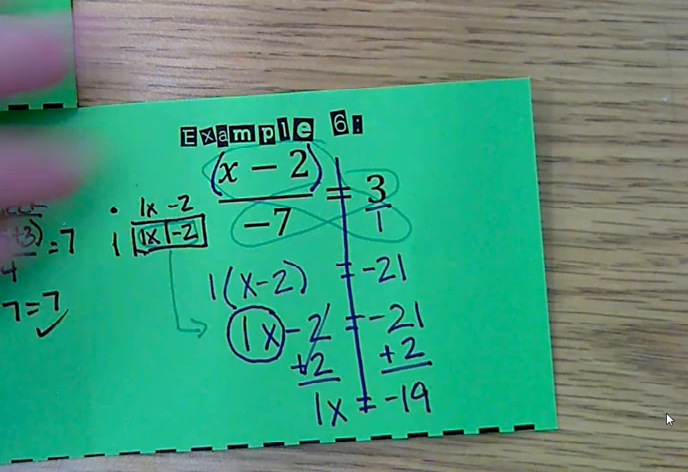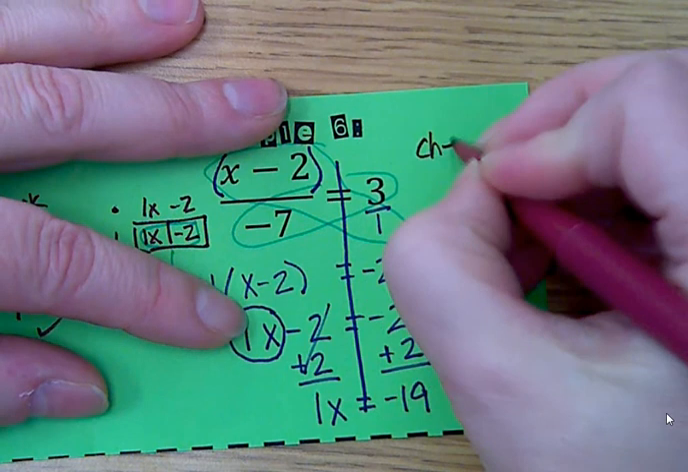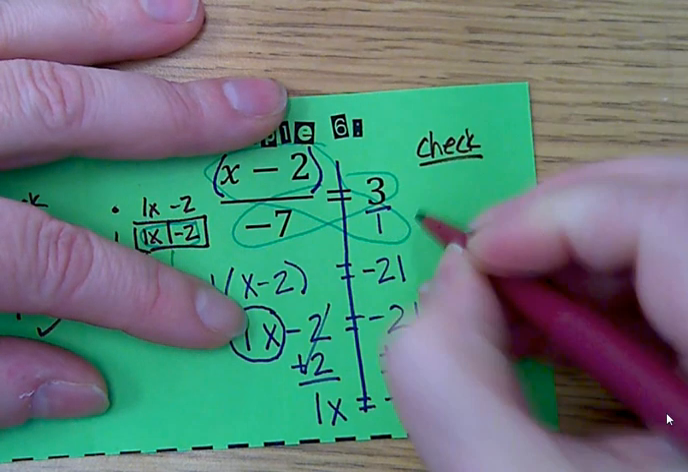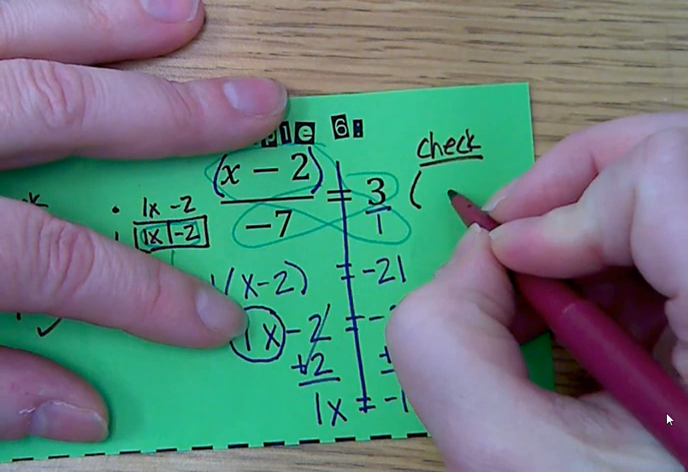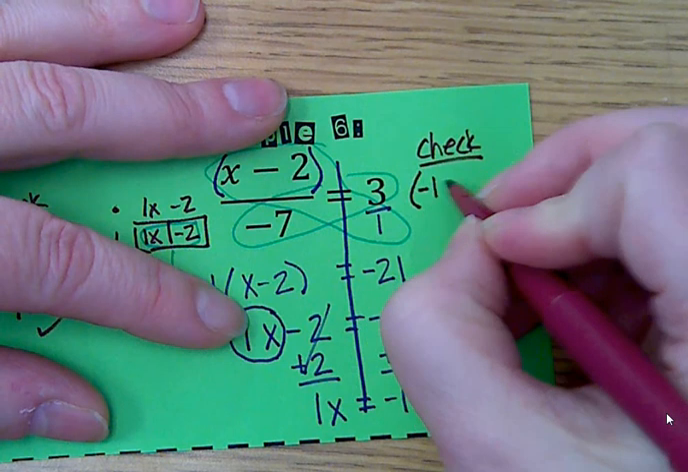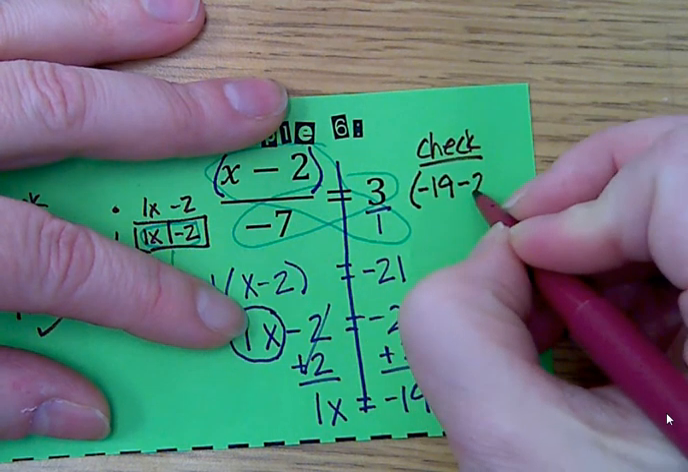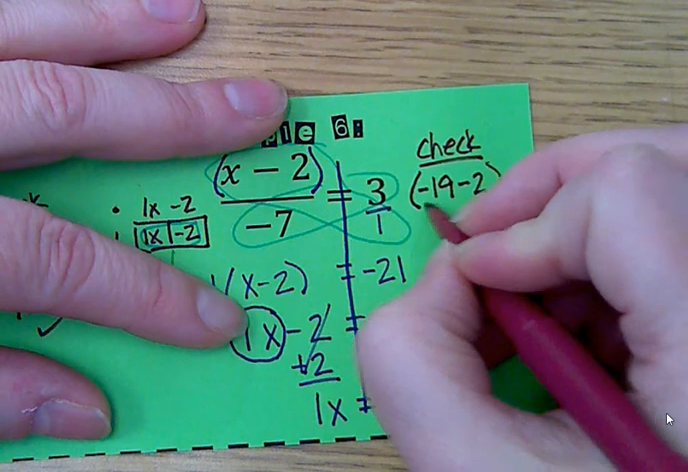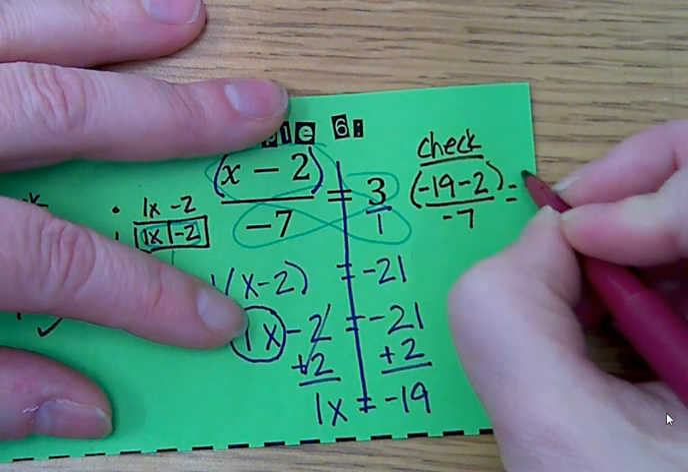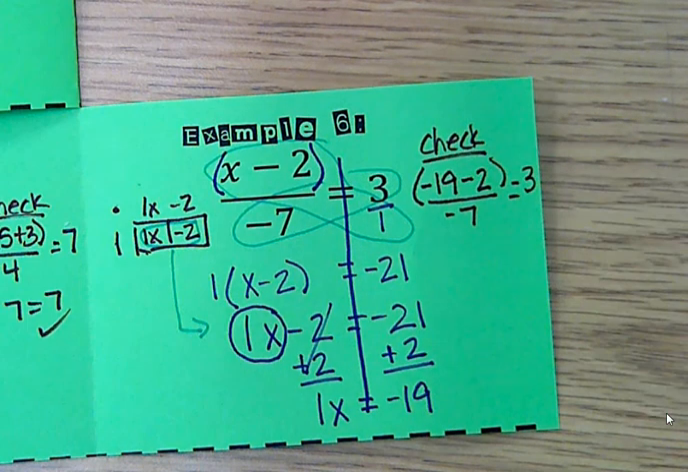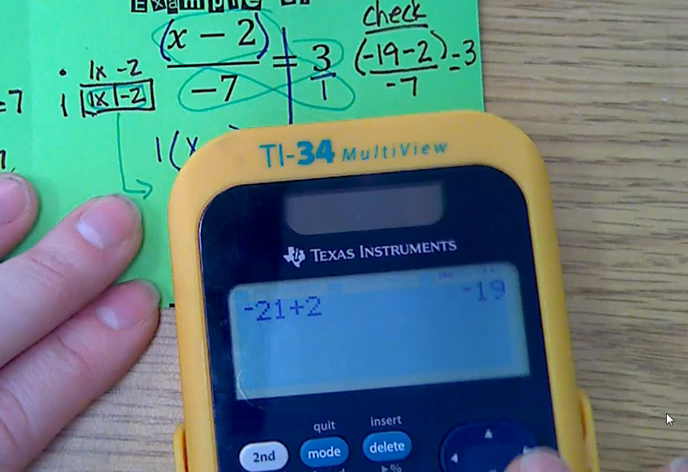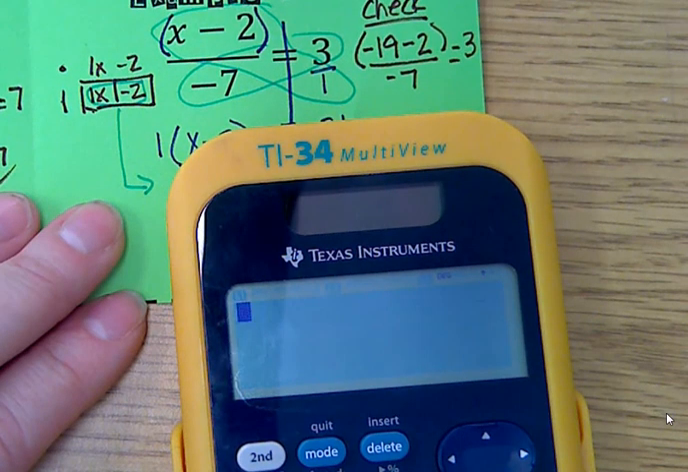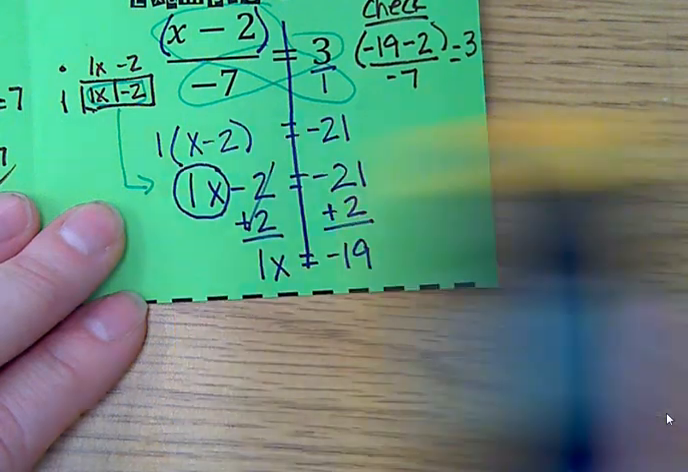And let's check to make sure we're right. I have my x value, which I think is a negative 19, minus 2, all over a negative 7, and I'm hoping if I put that in the calculator it will give me a 3. So, negative 19 minus 2 all over a negative 7. It did, it gave me a 3, so I know I got my answer right.